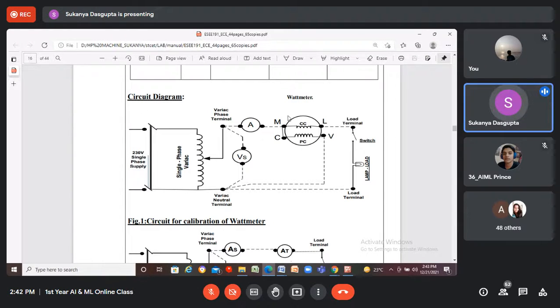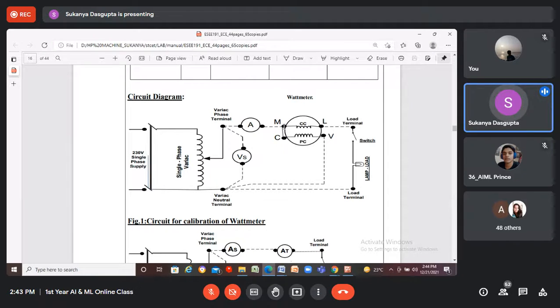And this is the wattmeter, to be connected in series with the circuit always. It has got 4 terminals. M stands for main, L stands for load, V stands for voltage, and C stands for common. And it is required to join these 2 terminals, M and C, always at a common point. They must be shorted always.